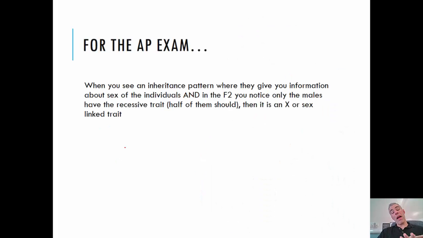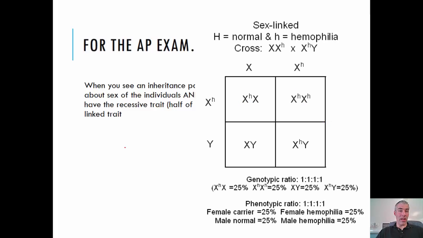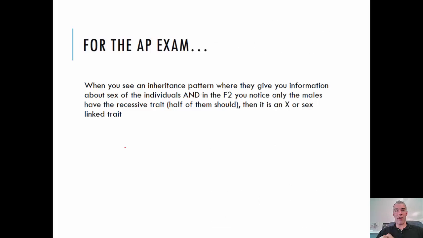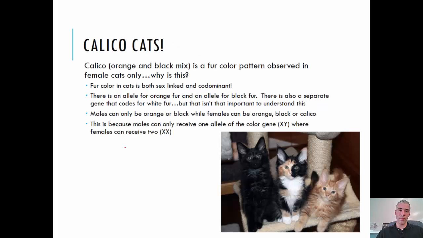So, if you ever see data on the AP exam, and it shows you in the F2 generation, males having the trait in question, in this case it was white eyes, and females do not, there's still a 3-to-1 ratio overall, but only the males have the recessive trait, then it is always a sex-linked or an X-linked recessive inheritance pattern. So just keep that in mind. That means that the gene is found on the X chromosome.